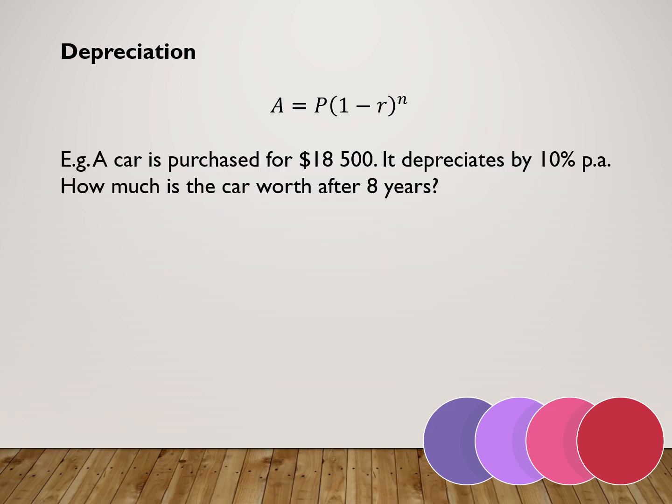So let's look at one example to put this in place. We've got a car that's been purchased for $18,500. It depreciates by 10% per annum every year, and we want to know how much it's going to be worth after 8 years. This is very simple: you just substitute straight into the formula, 18,500(1 minus 10%)^8. That's all you have to enter on your calculator, and you find out that the amount it depreciates to is $7,963.64.